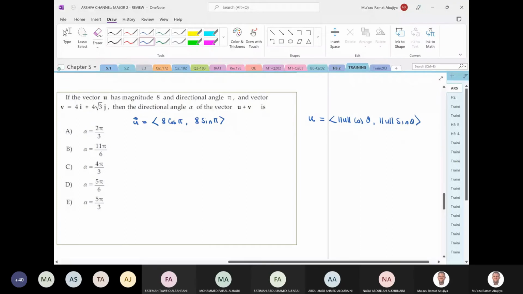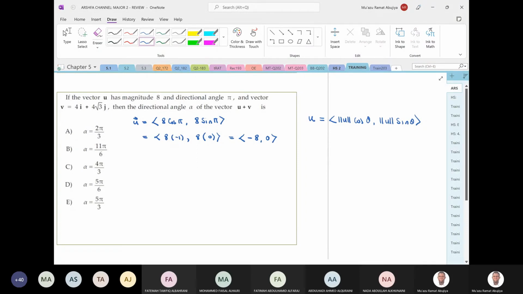Sorry, it's pi. So simplify this one here. We get 8 multiplied by -1, comma, 8 multiplied by sine of pi, which is 0. And this is going to be equal to -8, comma, 0. So now we have the vector u.